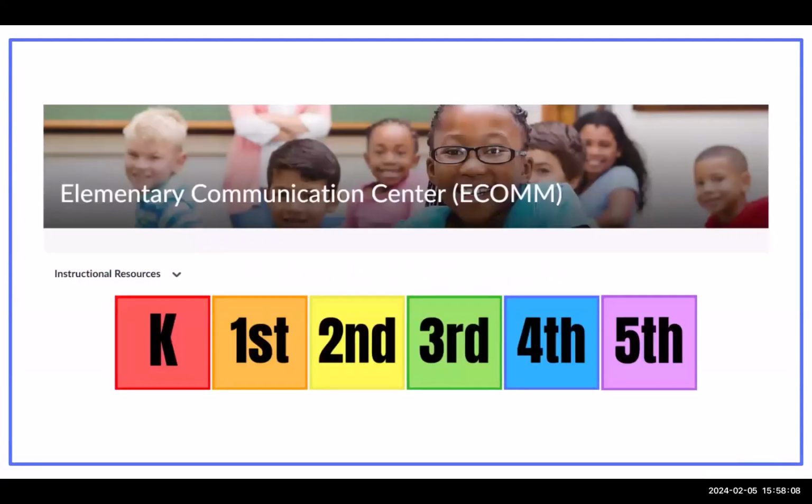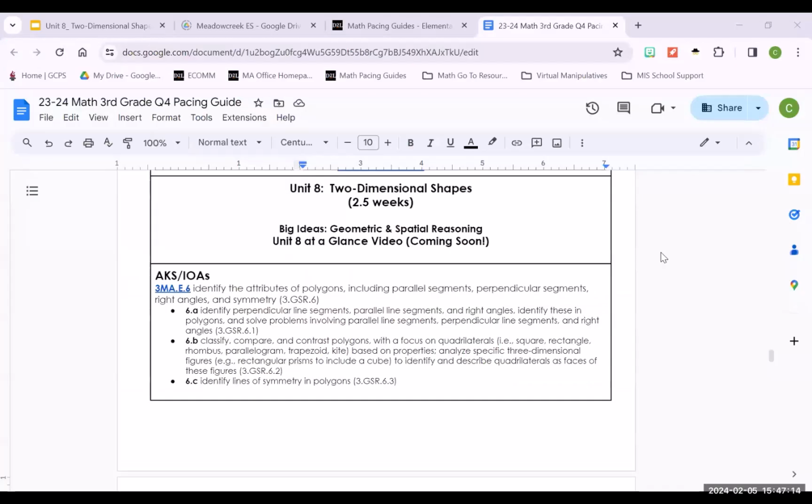Let's head over to eCom to see how the pacing looks for these AKS and IOAs. On our Quarter 4 pacing guide, we will review Unit 8. Here we are at the start of Unit 8 on our pacing guide. In this portion of the pacing guide, you will see the name of the unit, which is Unit 8, two-dimensional shapes, a suggested pacing, which is about 2.5 weeks, and this unit will focus on the big idea of geometric and spatial reasoning.